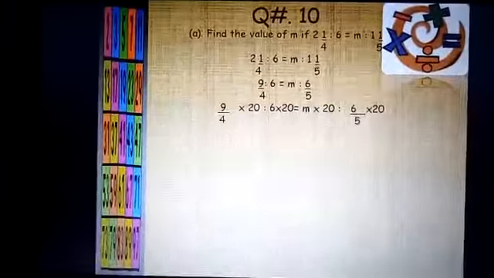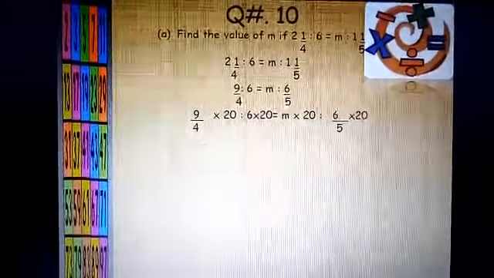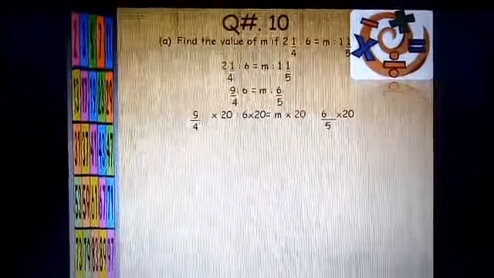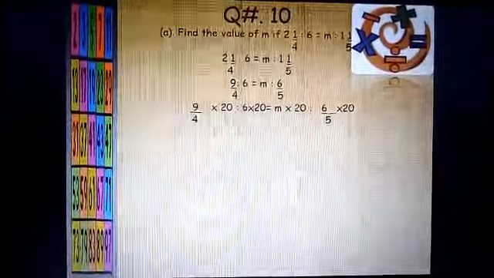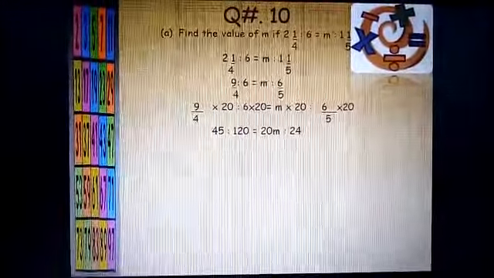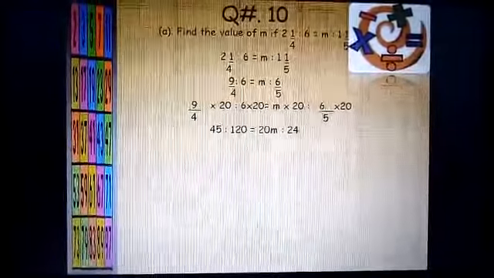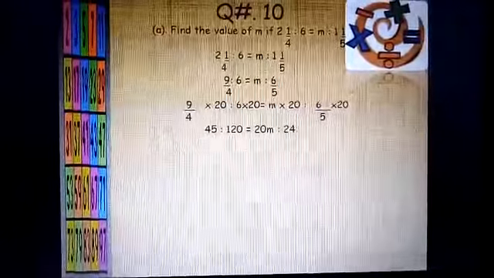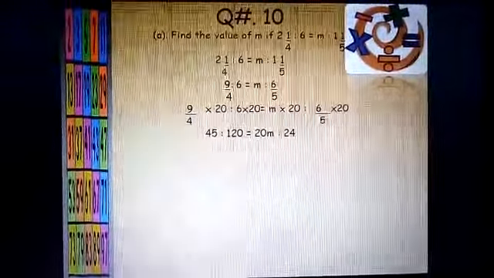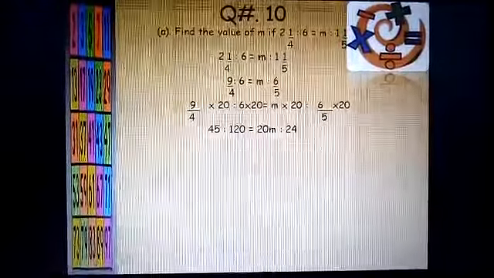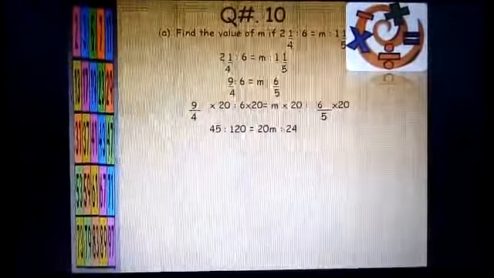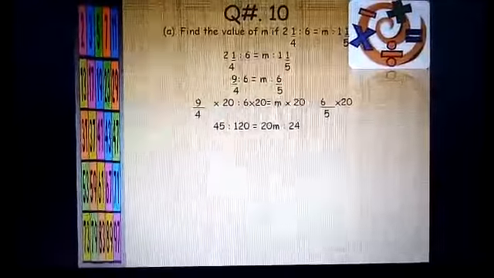Now we will divide 20 by 4. The answer will be 5 (4 5s are 20), 5 9s are 45. 6 multiplied by 20 will be 120. m multiplied by 20 will be 20m. And 5 will divide 20: 5 4s are 20, 4 6s are 24. Now 45 ratio 120 is equal to 20m ratio 24.